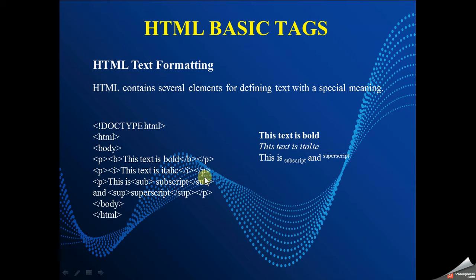Now suppose you want to write x square, that is x to the power 2. For that you need superscript, and the tag used is sup, opening and sup closing. Then the body tag will be closed and the HTML tag will be closed. Okay, for text formatting there are still various formatting tags that I will be discussing later. So if you want to make your text bold, italic, subscript, superscript, you will be using these.